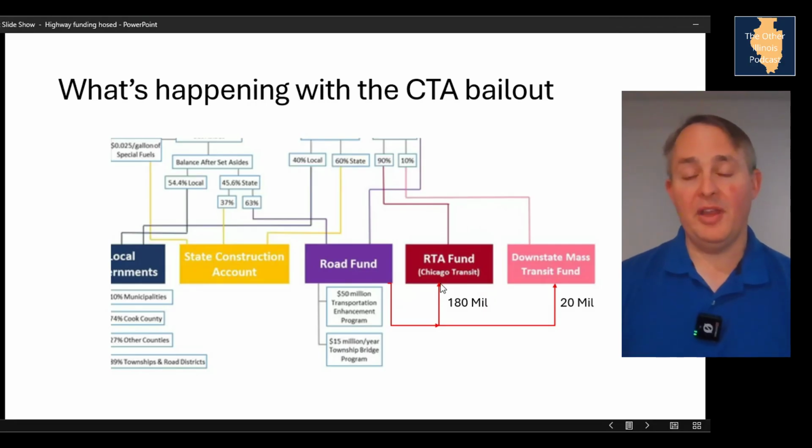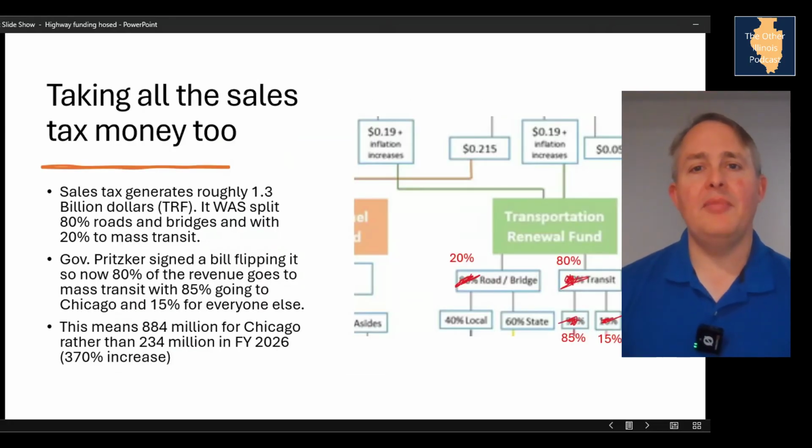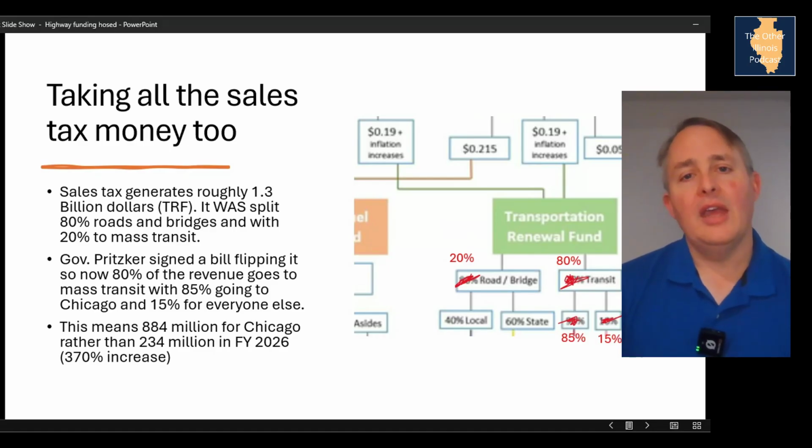Now, the road fund typically was for maintaining roads. The transit authorities get their own funding, again, out of that transportation account. So of that, $180 million went to Chicago Transit, and then $20 million got sent to the downstate mass transit authorities. But here is where you've got major changes. The Transportation Renewal Fund used to be split 80% for roads and bridges, 20% for mass transit. We've now flipped that. And it's now 20% for roads and bridges and 80% for mass transit.